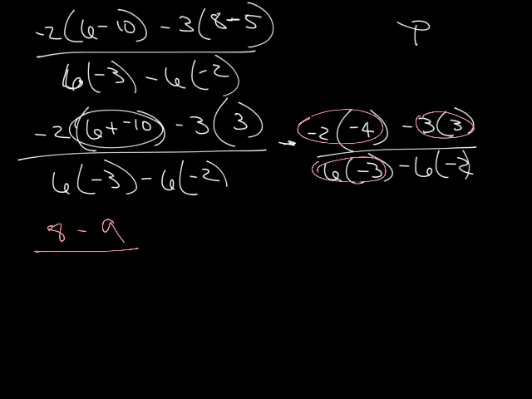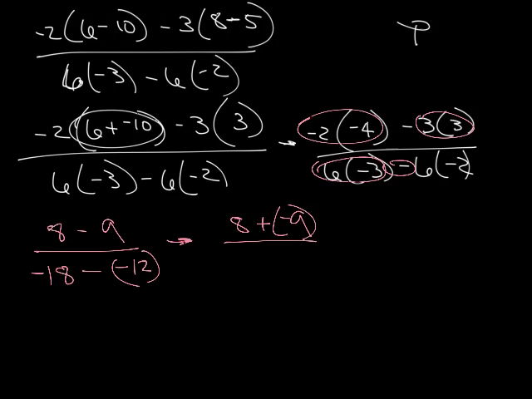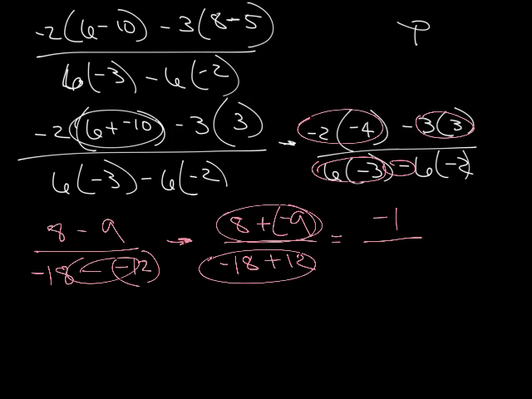On the bottom, we have 6 times negative 3. Bring that minus down. 6 times negative 2 is negative 12. Alright, now we have 8 minus 9, or 8 plus negative 9. I still like to put that plus sign there. Negative 18, two negatives are a positive. Signs are different. Take the difference, put the sign of the biggest one there. Two negatives give me a positive. And I'm done, and I have the right answer.